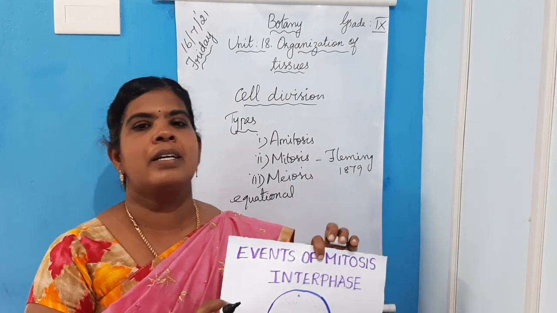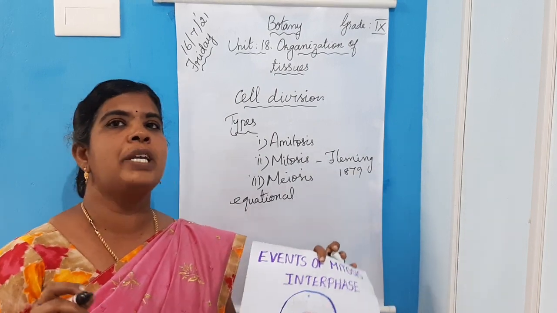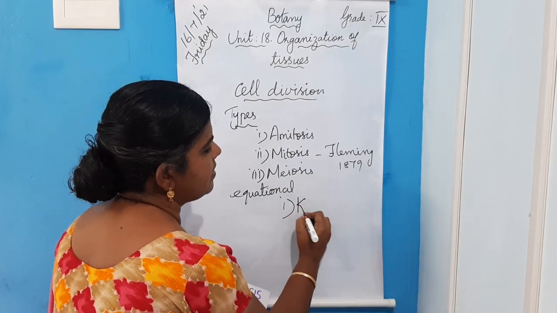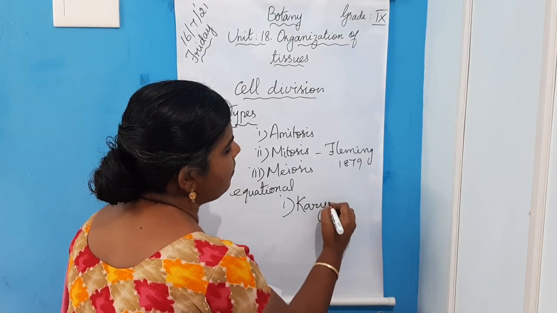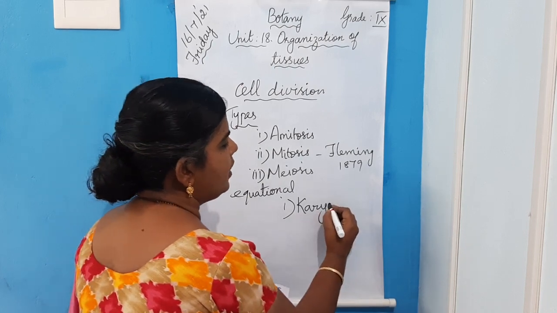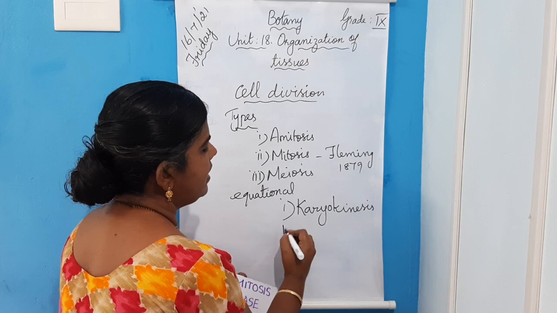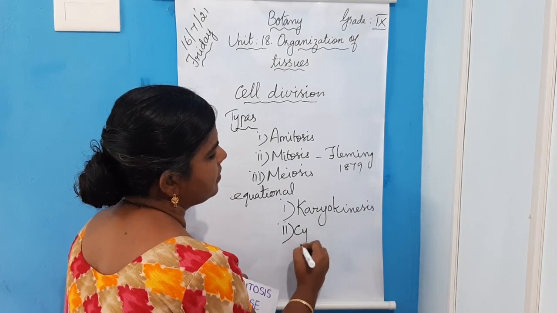Listen, it consists of two events, karyokinesis and cytokinesis. This division consists of two events, karyokinesis and cytokinesis.